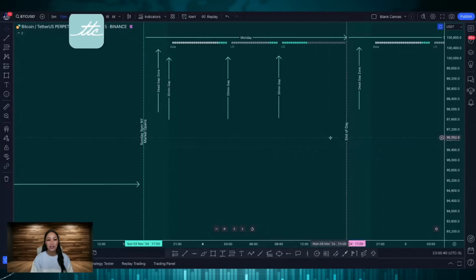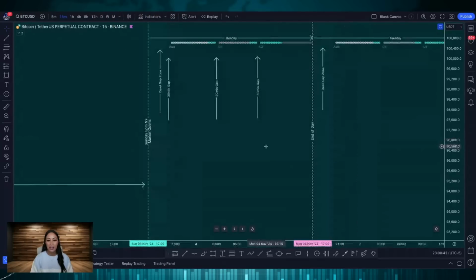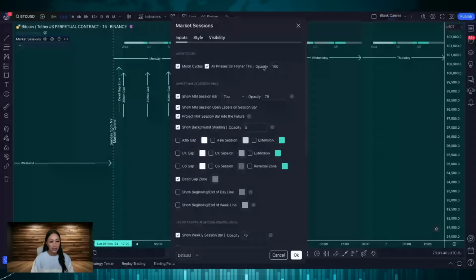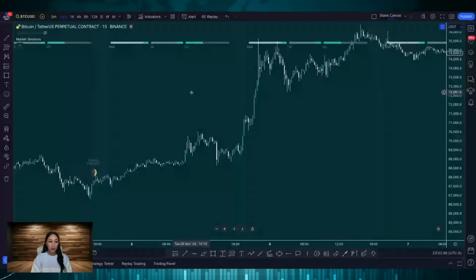Once US session finishes at 5 p.m. New York, this concludes the trading day, and then this is repeated for the rest of the week. This indicator also gives you the moon cycles, so if we just bring up the setting, you can see that here. You should see a whole bunch of moons pop up on your chart.